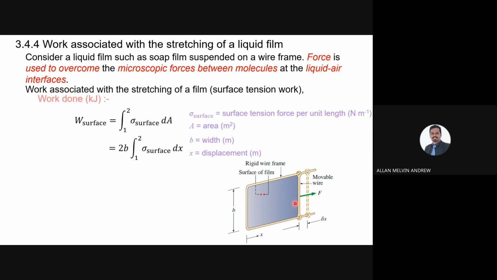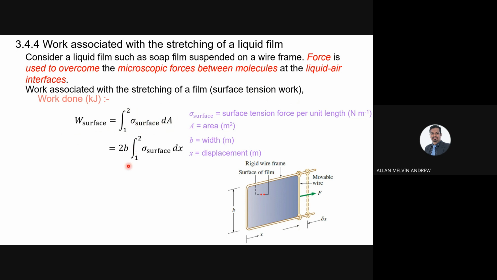Okay, so if the question comes up on this, then you can use this formula. Work associated with the stretching of a film is surface tension work. We also call it surface tension because it is the interaction between the liquid and the air. So we call it surface tension work. W surface equals the integral from 1 to 2, initial to end, of the surface stress times dA. This is from the previous slide.